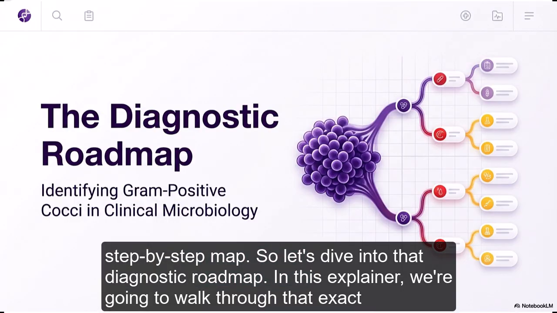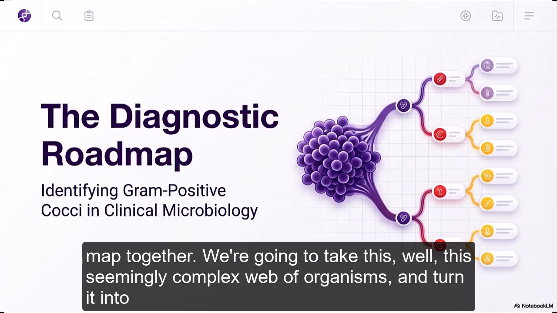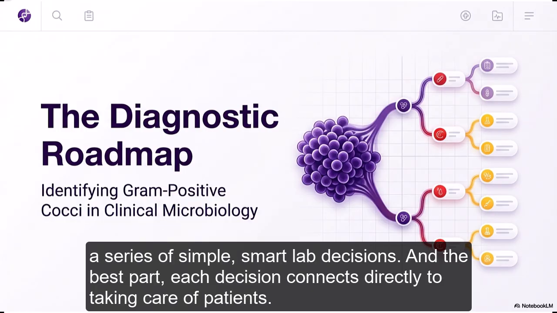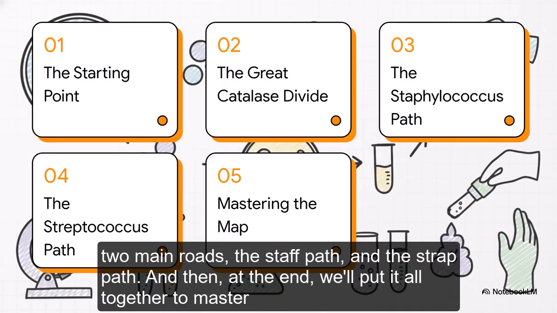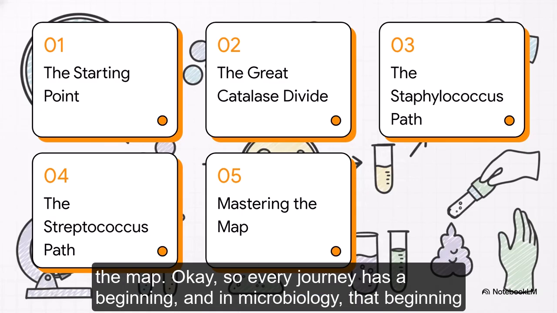In this explainer, we're going to walk through that exact map together. We're going to take this seemingly complex web of organisms and turn it into a series of simple, smart lab decisions. And the best part? Each decision connects directly to taking care of patients. So here's our plan. We'll kick things off at the starting point, the gram stain, then we'll hit the great catalase divide, explore the two main roads, the staph path and the strep path, and then, at the end, we'll put it all together to master the map.